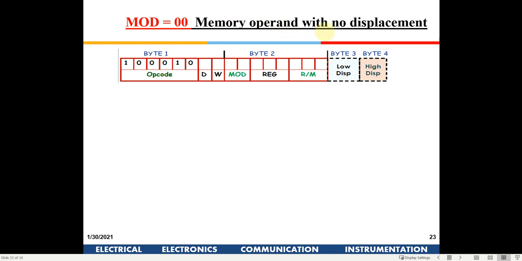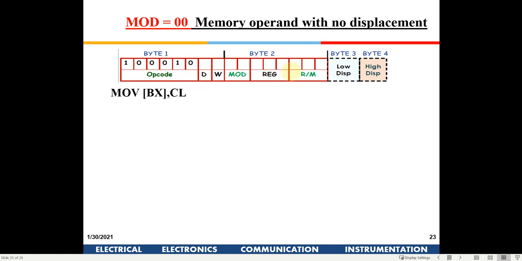0, 0, memory operand with no displacement. Now I am specifying BX and CL. So now what we have to do is move the data corresponding to CL into a memory location whose address is available in BX. There is no displacement because I am not writing BX plus something, it is just BX. So now where should BX be? Can it be here? No, it has to be here because here you can have only a pure register. Here it is register slash memory. So obviously in this register I should have CL, and here I can have BX.